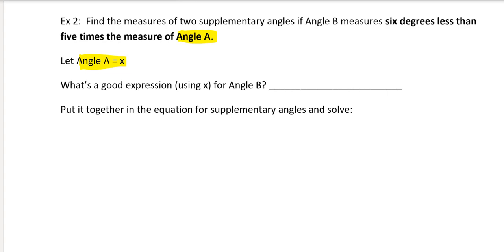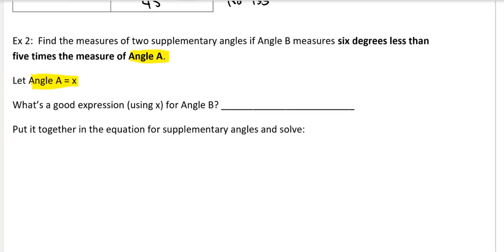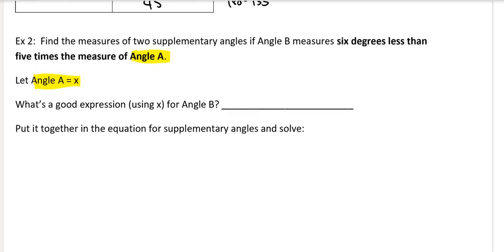Now, the challenging piece for a lot of people is figuring out how to come up with a good expression for the measure of angle B. So for angle B, let's take a look at this. They're saying that part measures 6 degrees less. If you take 6 degrees less than something, whatever the something is, you're going to subtract 6 from that something.